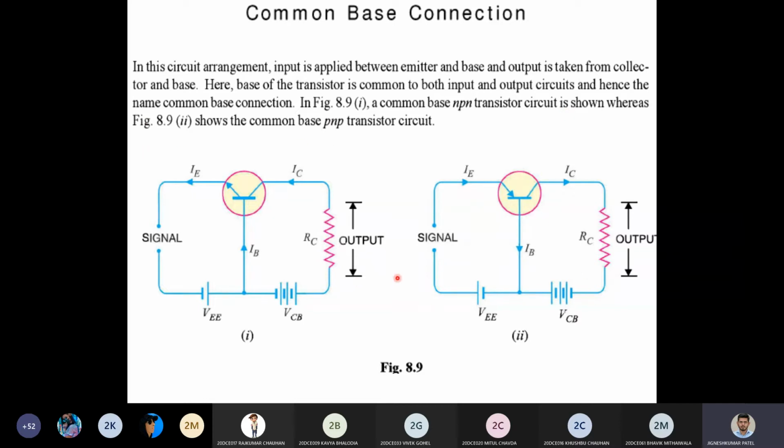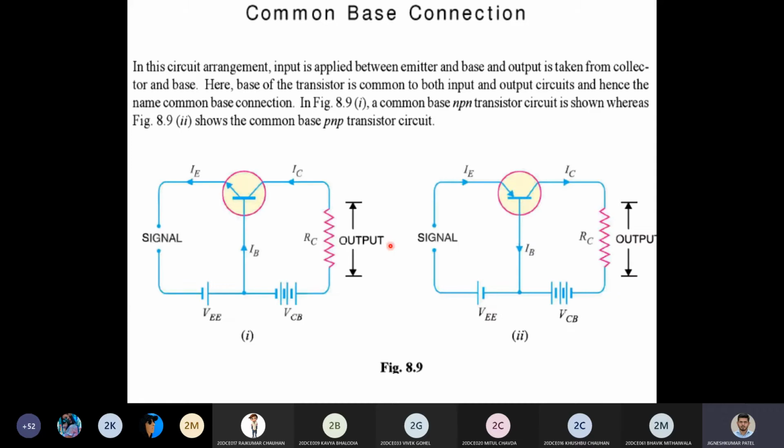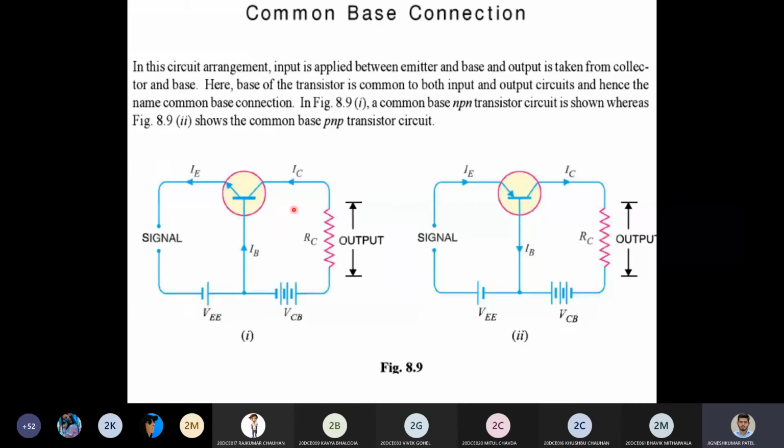Now let us understand the difference between these two. The very first characteristic is the current amplification factor, how the current is amplified in a common base connection. It is the ratio of output current to input current. So what is the output current here, and what is the input current? If you look at the figure, your output current is IC, because it's the output side. Input current is IE. So the ratio of IC to IE is your current amplification. Let's see that ratio. Alpha is delta IC by delta IE at constant VCB.